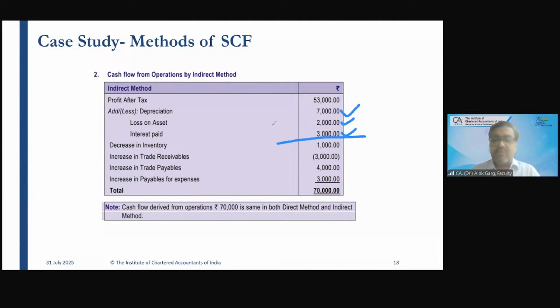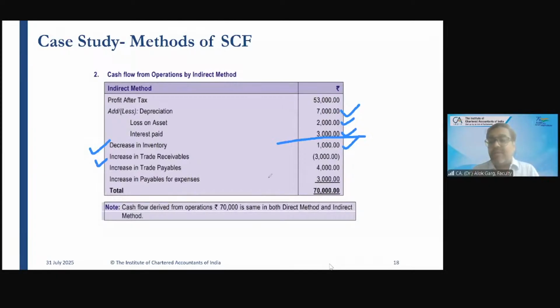So now I need to adjust my working capital. You understand now? Increase in asset, increase in liability, decrease in asset, decrease in liability, right? I need to adjust now. So decrease in inventory. There was an inventory which decreased from 13 to 12. Decrease in inventory means inventory has reduced, meaning inventory has been sold, right? So decrease in inventory will add cash. Cash is received on selling it.